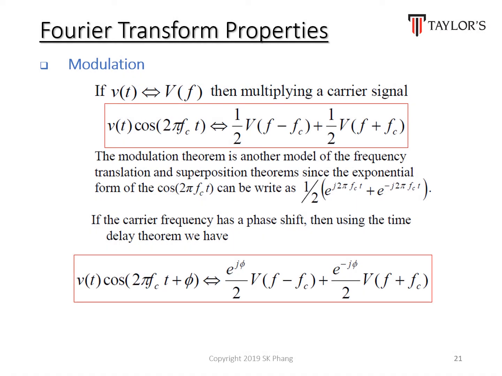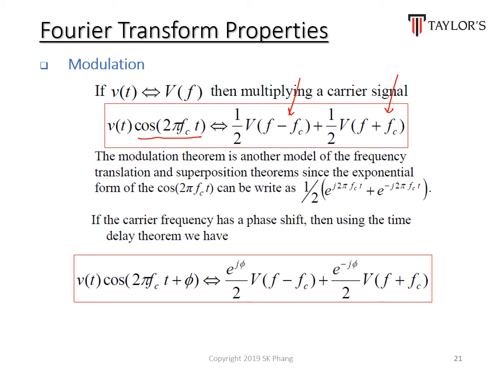The next property is the modulation property. When your signal in the time domain is multiplied by a cosine of omega t, your signal in the frequency domain will be divided into two parts, where one part will be the frequencies shifted to the left, and the other part will be the frequencies of that signal shifted to the right. So this is called the modulation property.